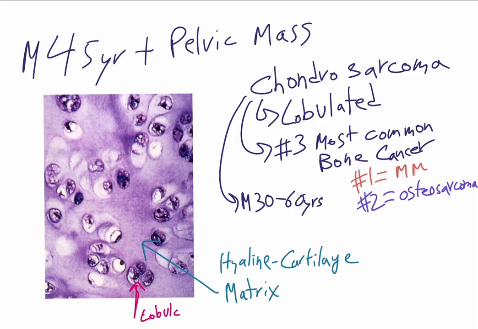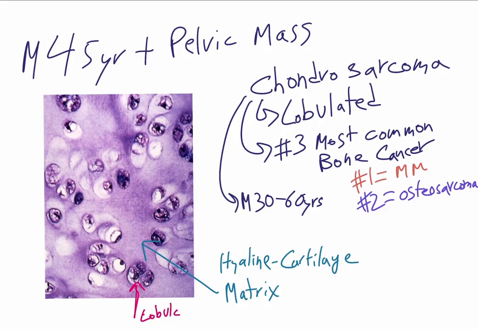So the way that they describe this image is that it is lobulated, meaning that there's the presence of lobules. They look clear, and in the background you can see hyaline cartilage matrix. This makes sense because it's chondrosarcoma, meaning cancer of the cartilage. So features are lobulated cells on hyaline cartilage background. And you need to be able to click this and get out of that question.